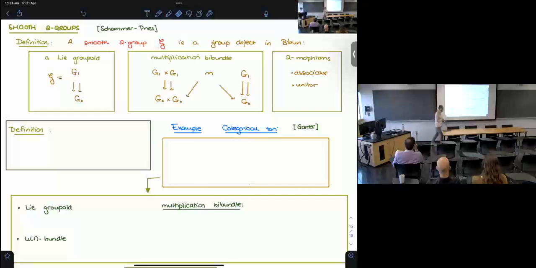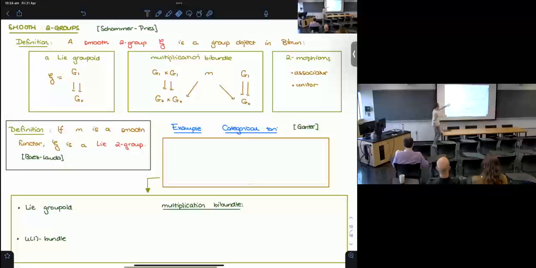And a definition is that in the special case that M is not just a bibundle, but a smooth functor, that's when we say it's a Lie two group. So these guys were invented first, and they're described by Baez and Lauda. And then later, we realized, okay, maybe we want to consider more general kinds of multiplication. So that's why we use the word smooth two group.